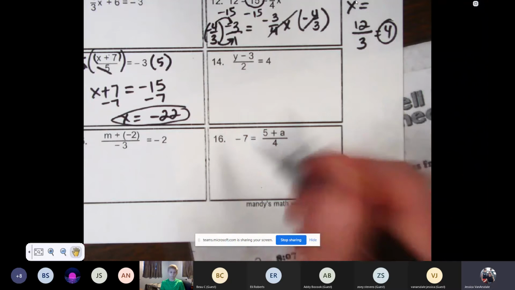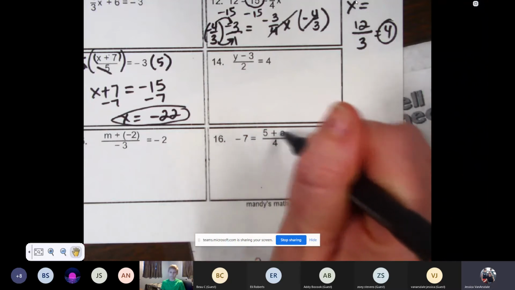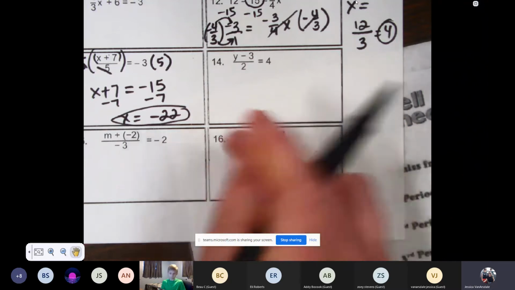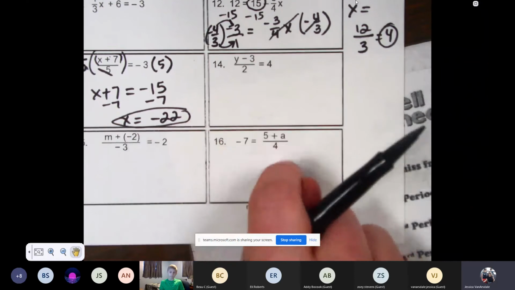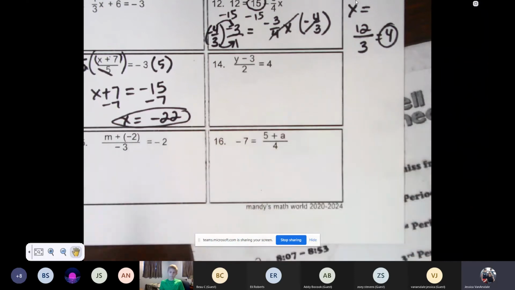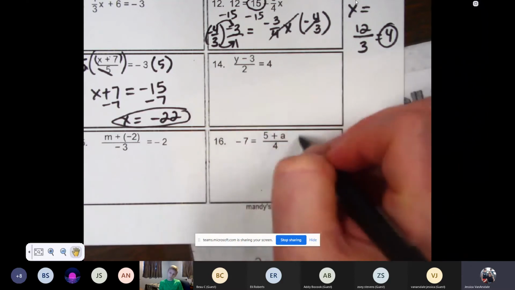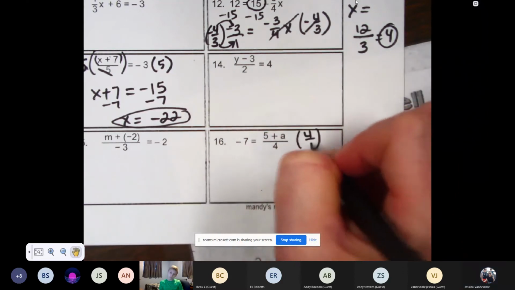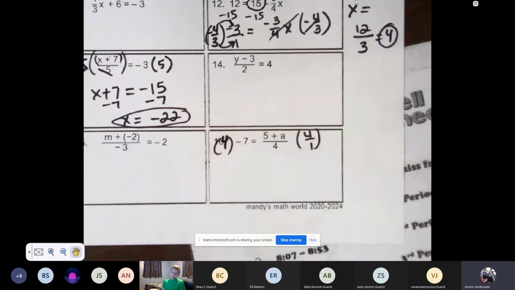Okay. So we've got -7 equals 5 plus a over 4. Now, if it looks like this and you have a number on the denominator, the first thing you have to do is get rid of that number first. And what you're actually doing is multiplying by its reciprocal. But really what you need to think about is, I don't need to know exactly what's happening. I just need to know the steps to get the answer. So if we have 4 on the bottom, we're going to multiply both sides by 4. It's really 4 over 1, but just 4.